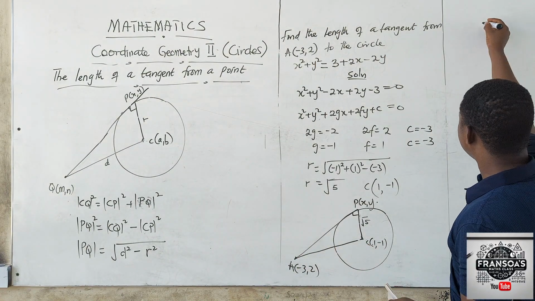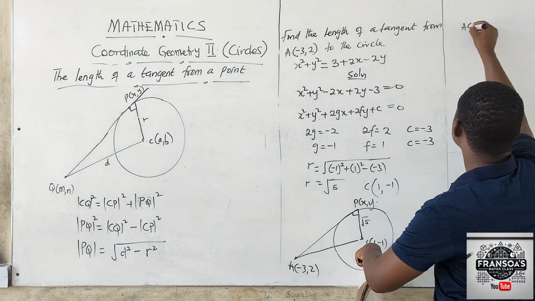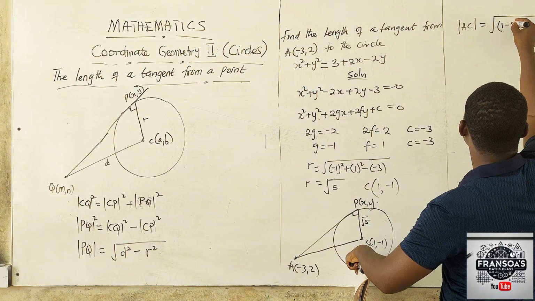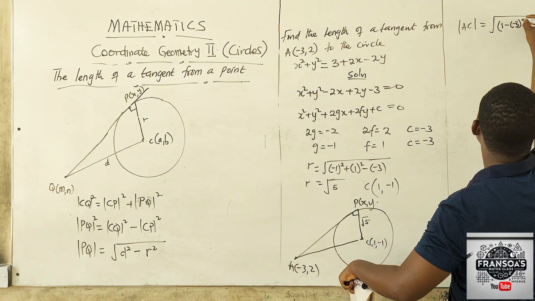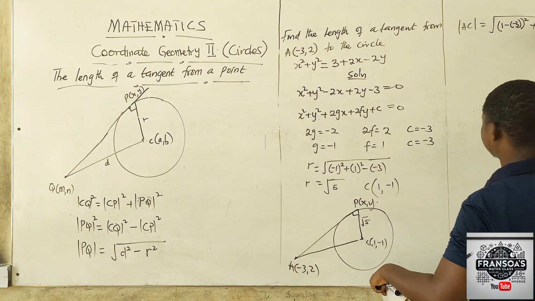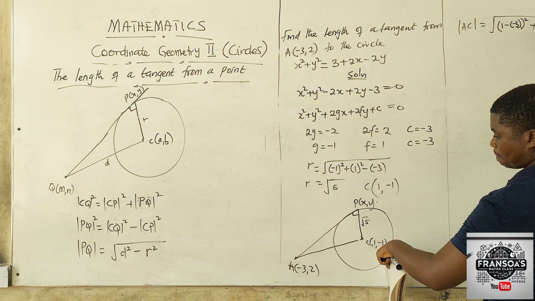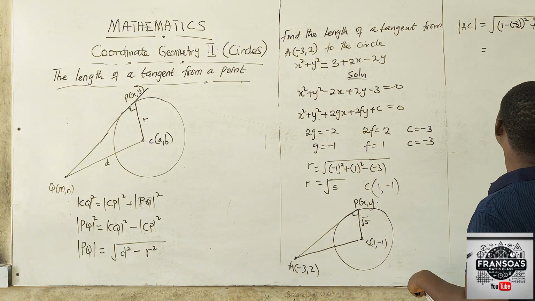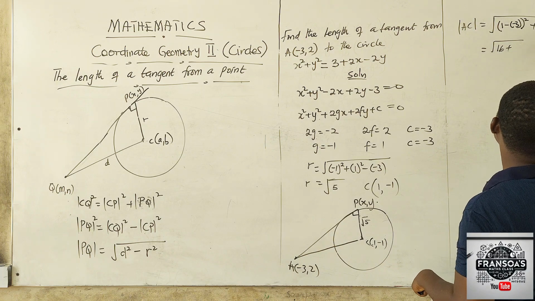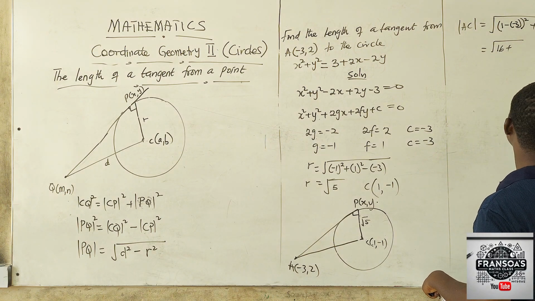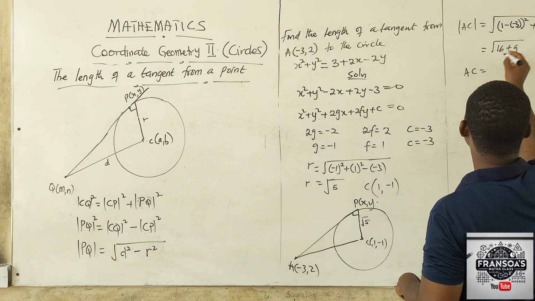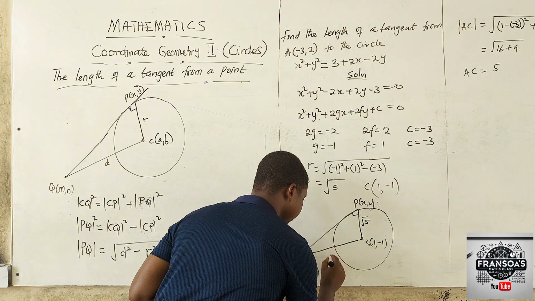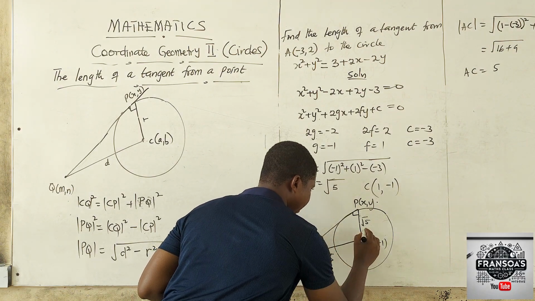To get our D, we have to find the distance AC. AC is the square root of (1 minus -3) squared plus (-1 minus 2) squared. This gives 4 squared, which is 16, plus (-3) squared, which is 9. So our AC is the square root of 25, which is 5. It means our D here is 5, and our R is √5.